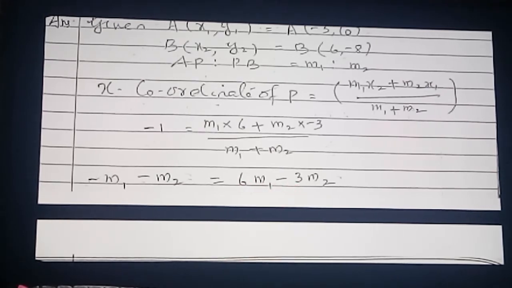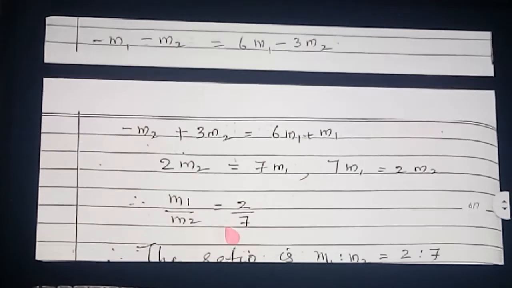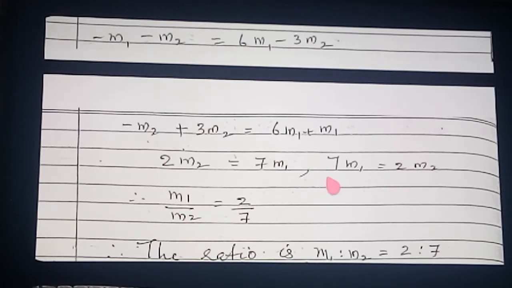Your aim is to find out the value of m1 and m2 separately. Therefore, arrange m1 on one side and m2 on the other side. Here 3m2 bring this side and here m1 bring this side. So 2m2 is equal to 7m1, that is 7m1 is equal to 2m2. So you find out m1 by m2. What you will do? m2 bring downside and this 7 bring downside here. So m1 by m2 is equal to what you got? 2 by 7. Cross multiply.